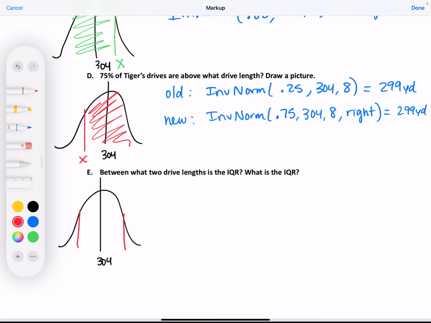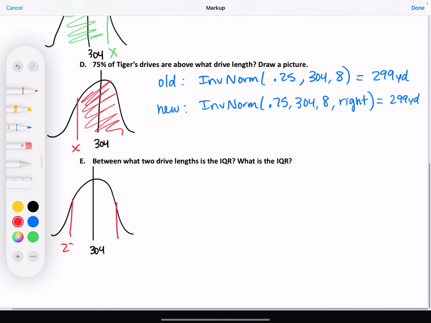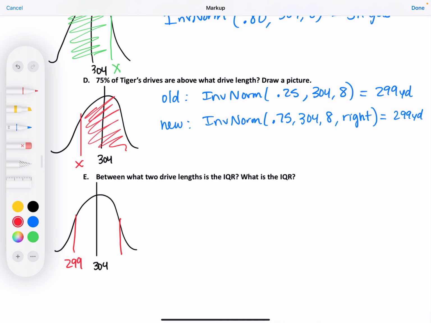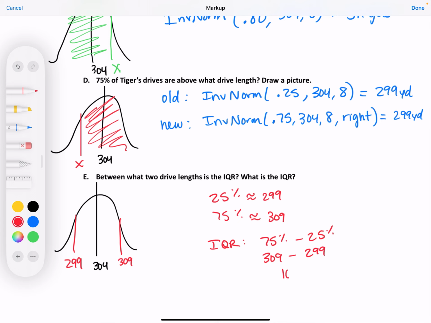Don't we know that the 25% is 299? Yep, we already know 25% because of the previous question was 299. And then the other one, 309, because you add 5 to it. So 299 is 5 below, so the IQR is 10. So 25% is 299, 75% was 309. So then the IQR is 75% minus 25%, or 309 minus 299. I know y'all already know this, but 10 yards.